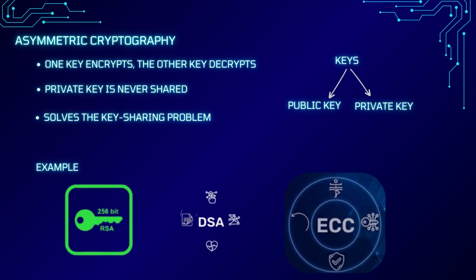So one key is used for encryption and another key is used for decryption, as I said previously. The common algorithms used in asymmetric cryptography are RSA, DSA, and elliptic curve cryptography. This method makes secure communication possible even with a stranger on the internet.